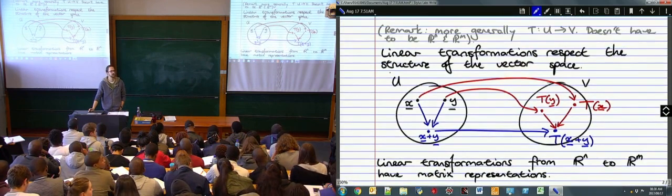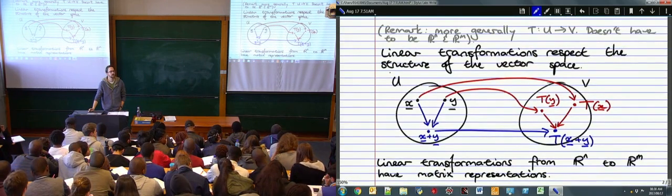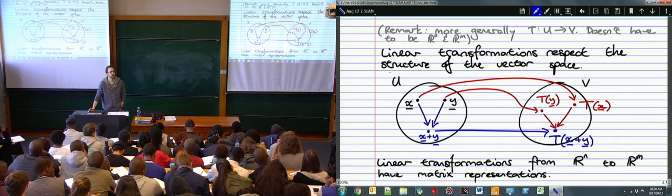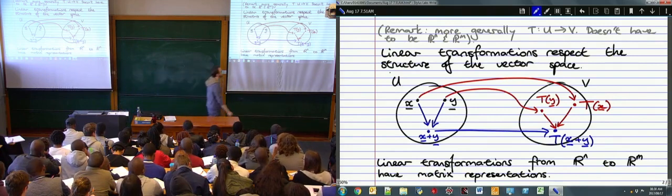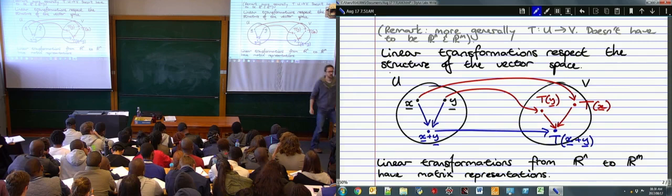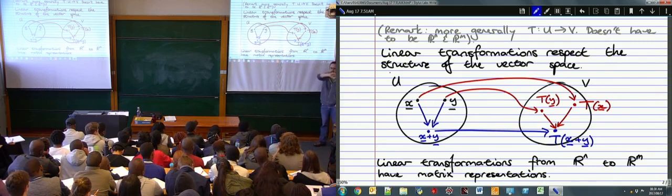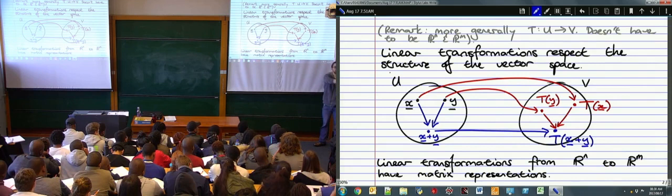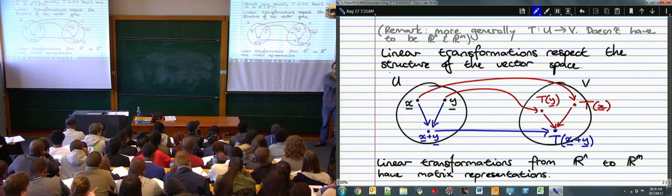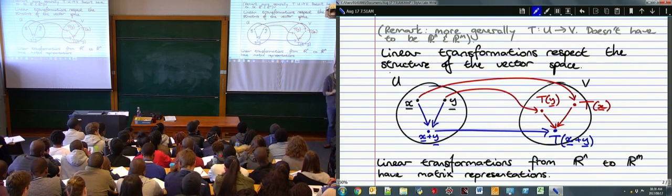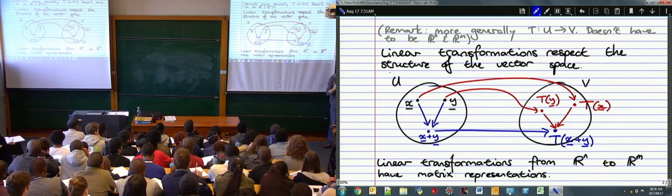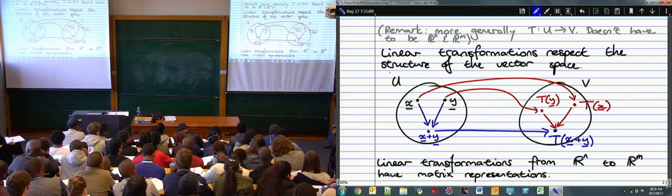Does the matrix representation have a size limit, or can it be any size? Well, the size of the matrix will depend on the dimensions of these spaces. If you've got a transformation going from R5 into R2, for example, then your matrix will be a 2x5 matrix. So the dimensions of the matrix will always correspond to the dimensions of the domain and the codomain, the inputs and the outputs.